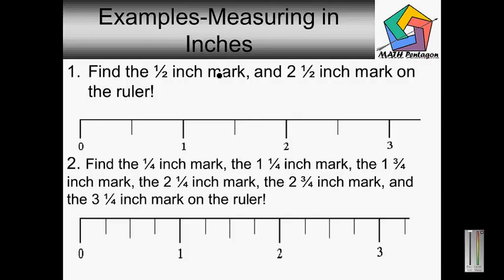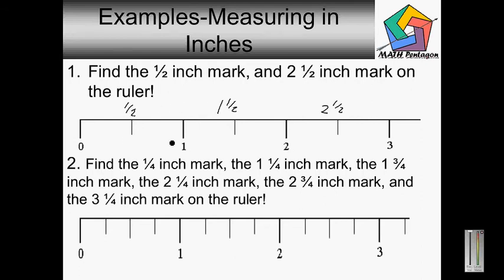And the first example is telling us to find the half-inch mark and the 2.5 inch mark on the ruler. So we have three big lines between 1, 2, and 3. The half-inch mark would be this. The 2.5 inch, this would be 1.5, and here would be 2.5.